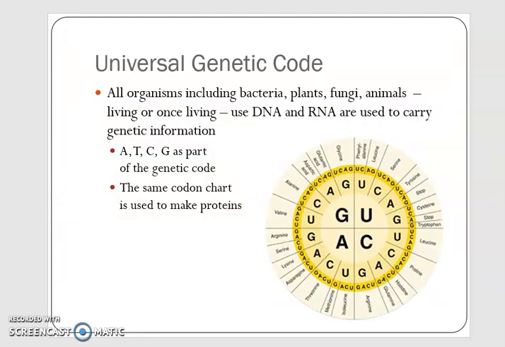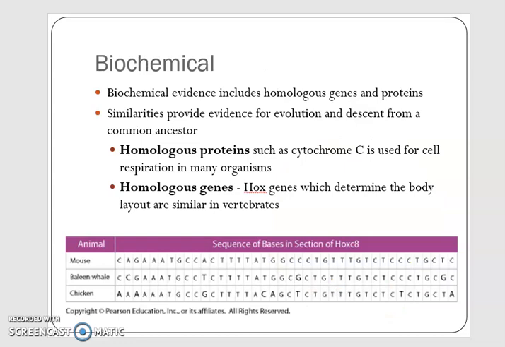The next evidence for evolution is universal genetic code. So this is the idea that all organisms, extinct, living, bacteria, plants, fungi, animals, they all are going to use DNA and RNA for genetic information. We have A, T, C, and G, and then also U for uracil in our RNA. They use the same codon chart, and this really supports the idea that all organisms came from that common ancestor. We all use the same type of genetic information. It's all just changed a little bit along the way, but those little changes make a big difference. Another piece of evidence is biochemical evidence.